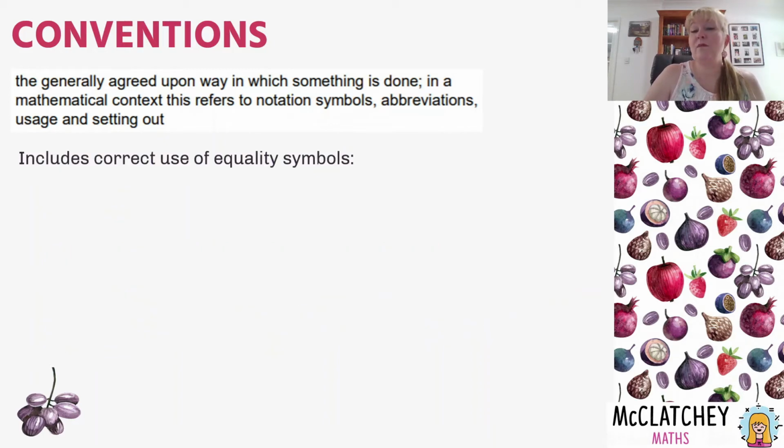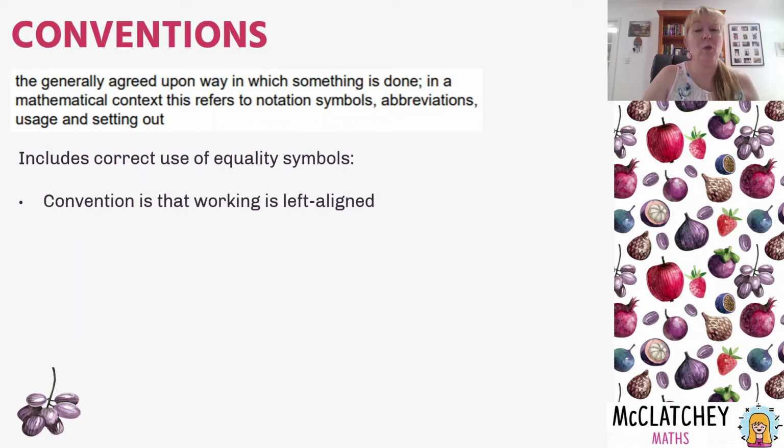Okay, other things with the use of equality symbols, and this is a big one with mathematics. So our convention firstly is that our working is left aligned. Now I know when you use equation editor it always centers it. You can actually override that by putting your cursor in front of the working and then using the little left alignment button to left align your working, and it looks a lot better. That's an important thing. Convention is to left align your working. And that we only use one equal sign for every line of working.